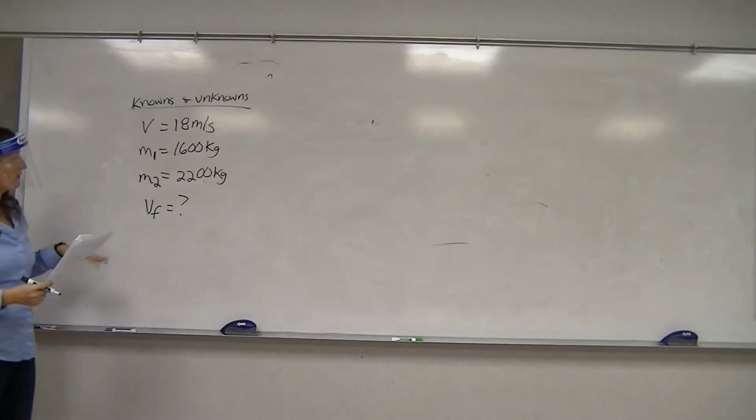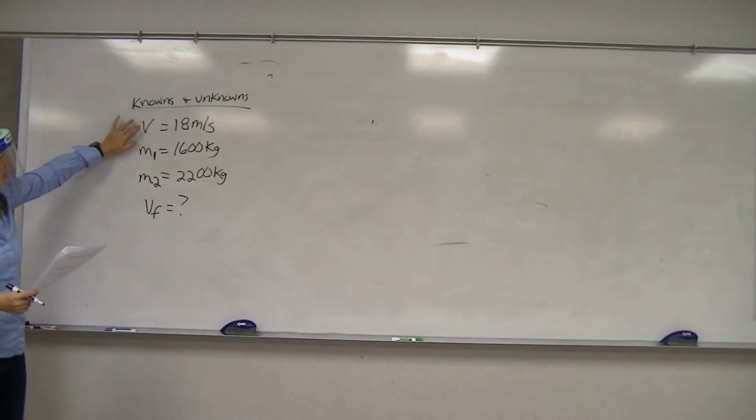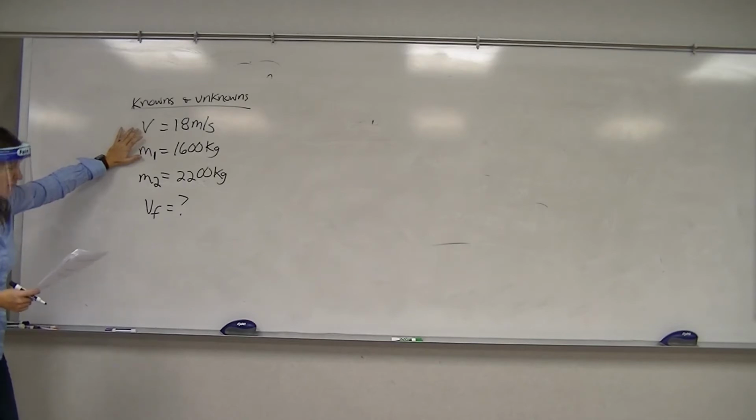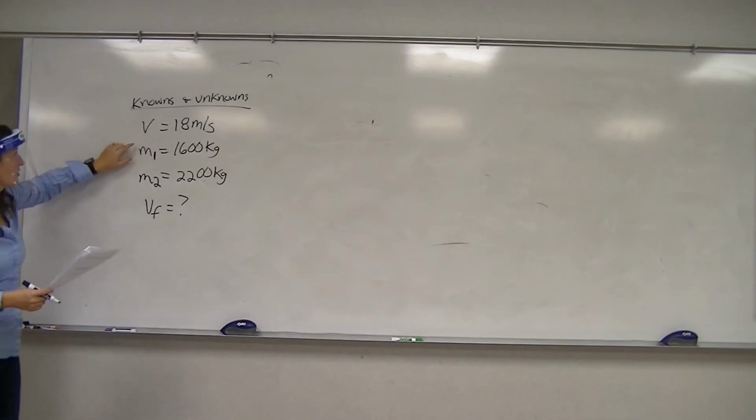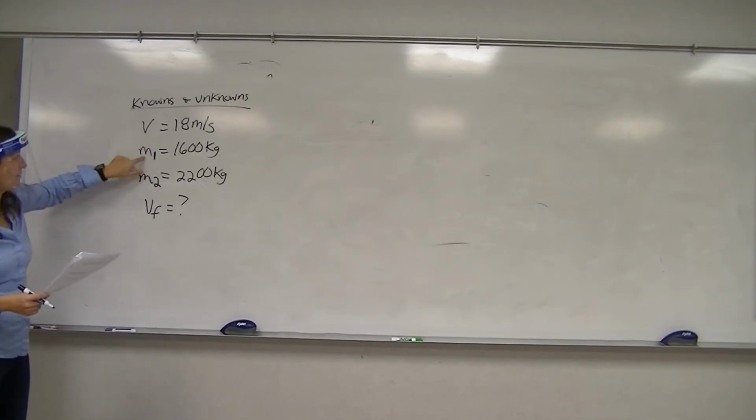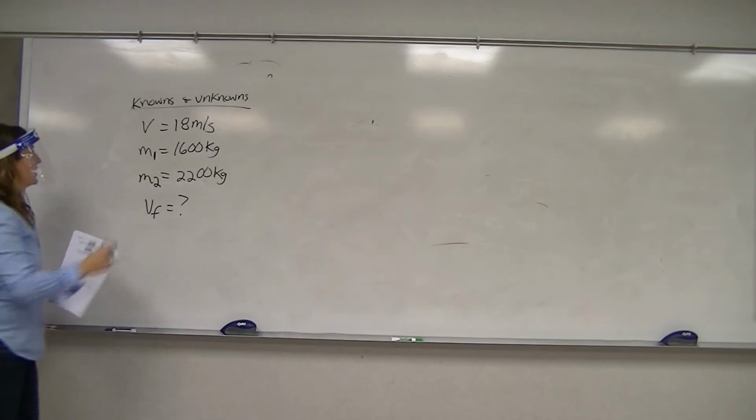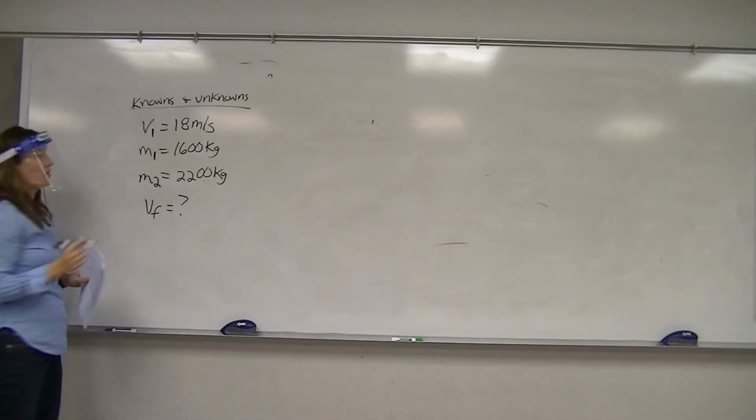Now before I go finding an equation, this velocity here, I need to label as either V1 or V2. This velocity was the velocity of the car. Since I labeled the car as M1 with a sub 1, I'm going to label the velocity belonging to the car also with a 1.